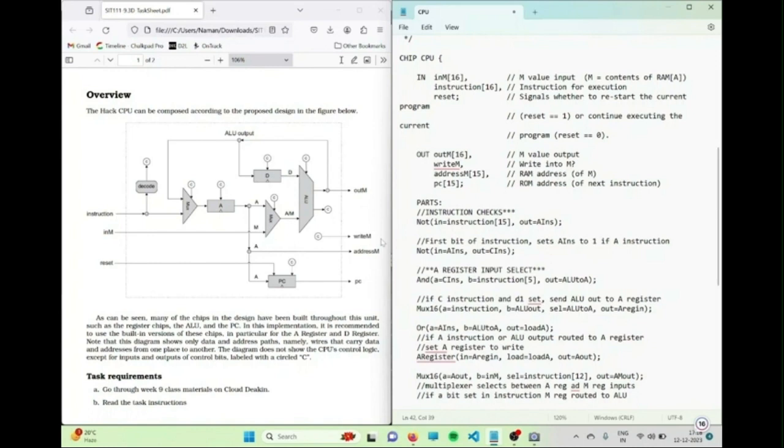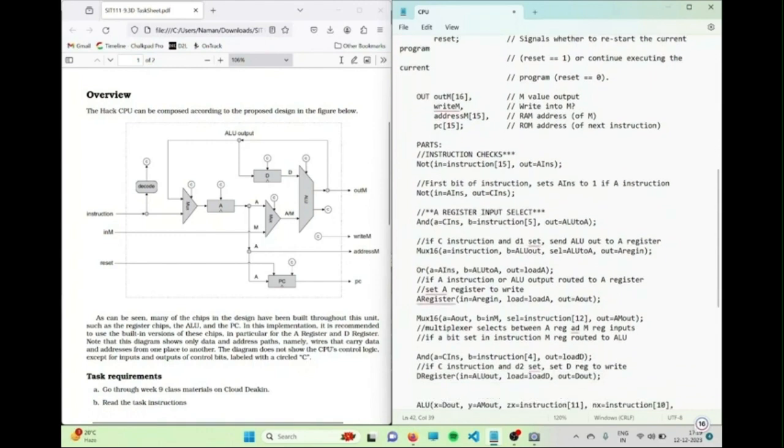Now we can implement the code of the CPU. You can see the A and C instructions. The A and C instructions are the two types of instructions that enter the CPU from the instruction memory, and thus the flowchart is explained. Now we come to the chip file.